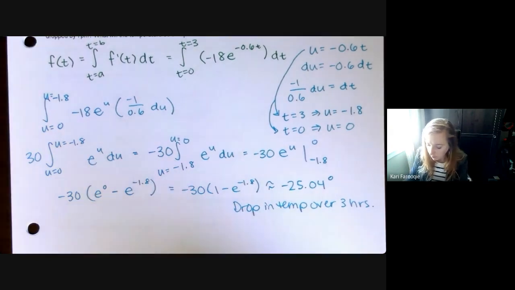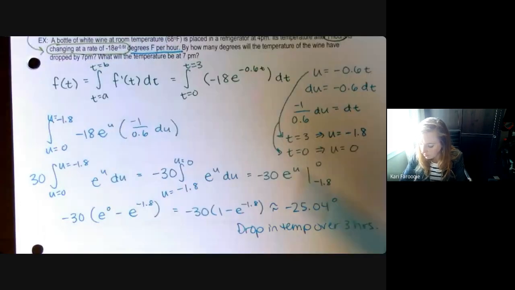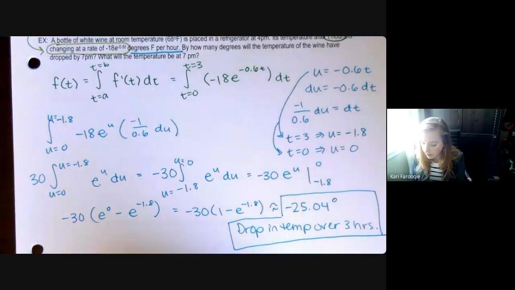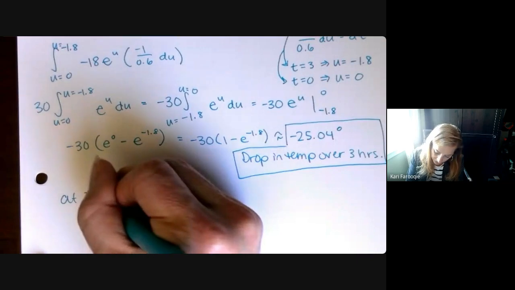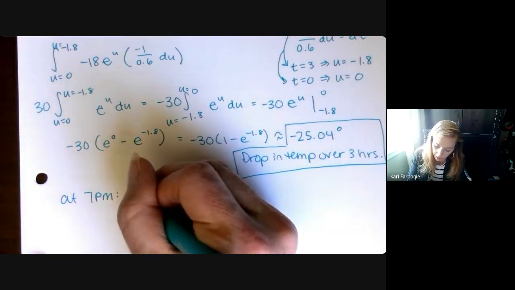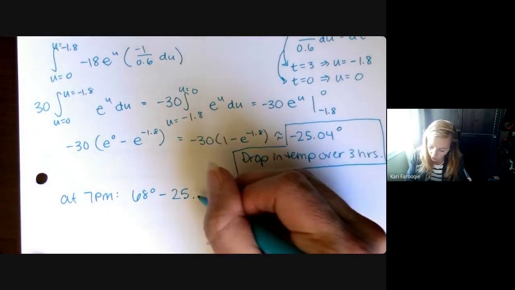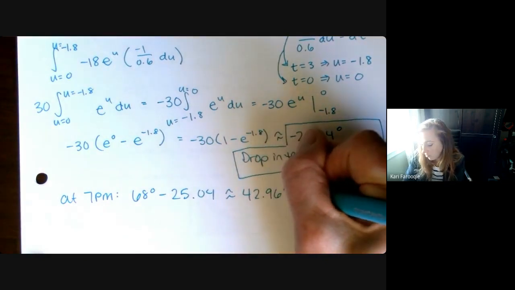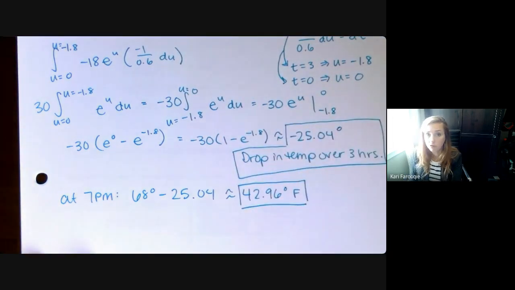So by how many degrees would the temperature have dropped? This is part of your answer. The other part is, what will the temperature be at 7 p.m.? At 7 p.m., you take the initial temperature of the bottle, which was 68 degrees, and take off the amount that it dropped. This gets you to about 42.96 degrees Fahrenheit, technically, but degrees is enough as far as the unit is concerned.